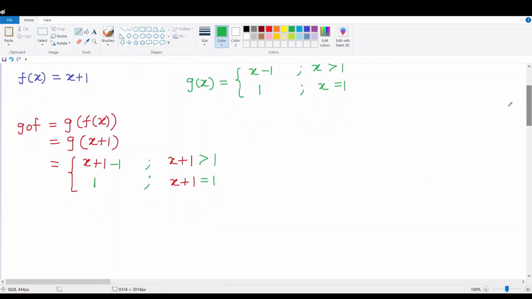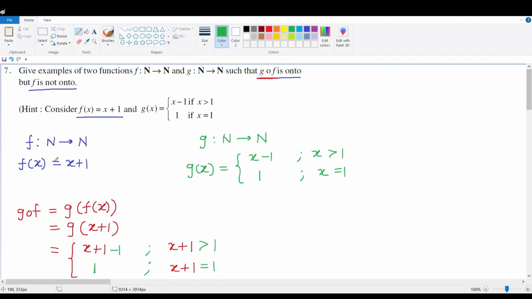Let's simplify this a little bit. So x plus 1 minus 1 means x, and x plus 1 greater than 1 means, subtracting 1 from both sides, x is greater than 0. Here you are going to get 1 because it's just a constant. Here x plus 1 equals 1 means x is equal to 0. So actually you got g of f as x when x is greater than 0, and g of f equals 1 when x is equal to 0.